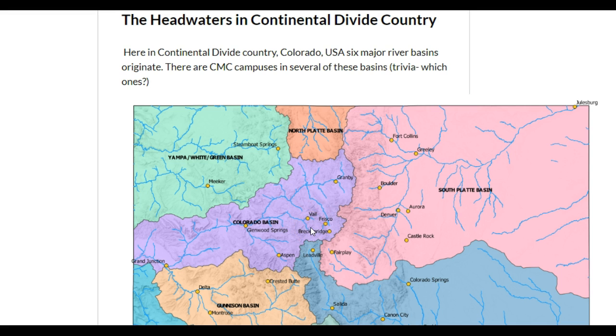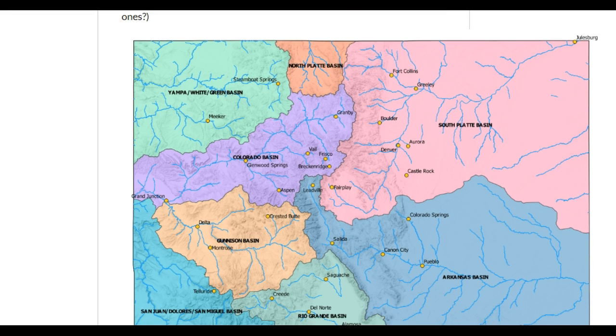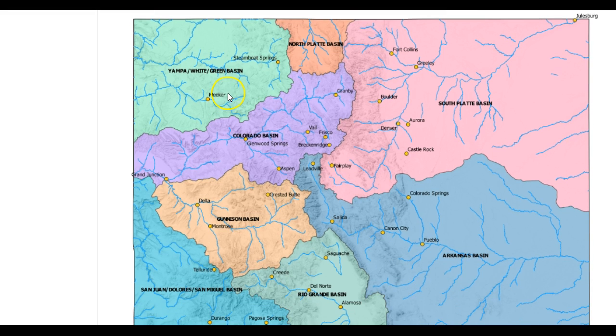Today, in particular, we've been in Breckenridge and now we're in Edwards. But we also have campuses in the Arkansas River Basin and in the Yampa Basin. Colorado Mountain College is encompassing a huge resource. And so when we think about our pride and how we're connected, it's by these rivers. And so let's take a look at this.